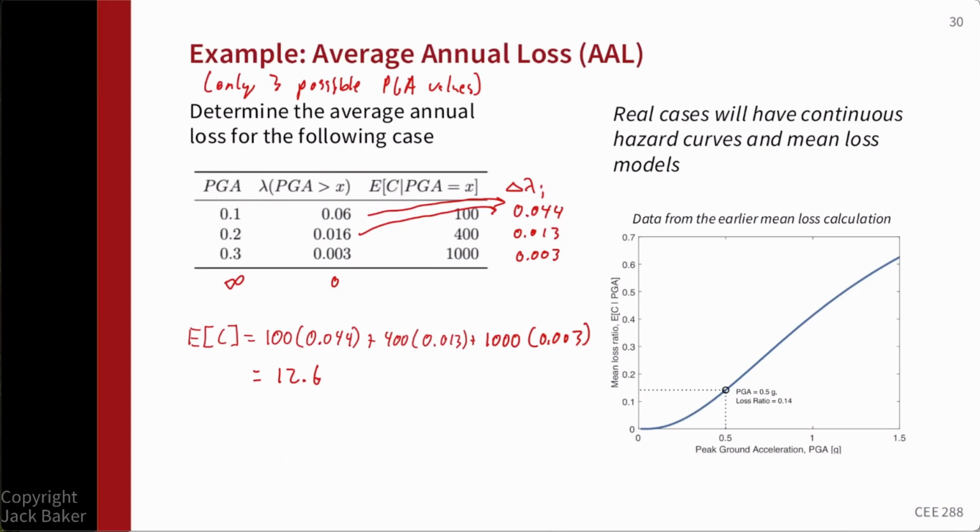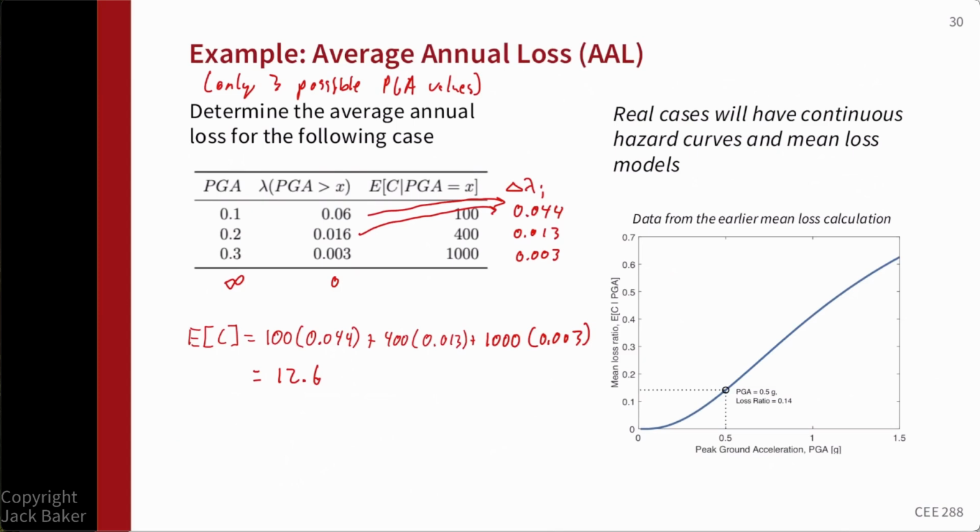And then we've got an expected consequence. These are just some made up numbers, the 100, 400, and 1,000, given those different PGA levels. So if we want to do our calculation, first we're going to need that delta lambda i. And we're just going to take differences here between the exceedance rates. That first one is 0.06 minus 0.016, so equals 0.044. Next one, 0.016 minus 0.003.